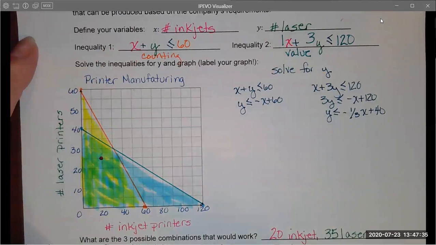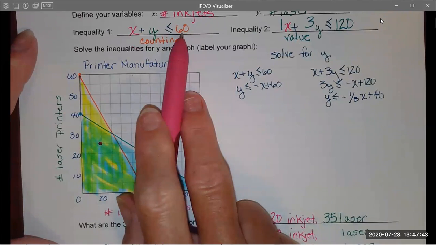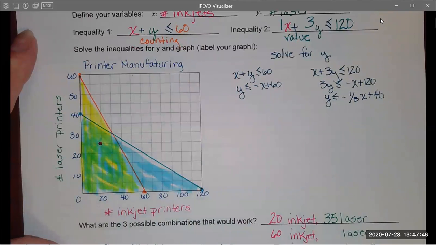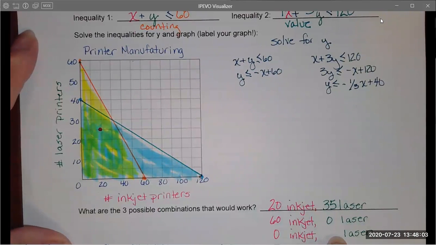I can also grab, what happens if one day I want to make 60 inkjet printers? So here, if I make 60 inkjet printers, then I've actually maxed out how many printers I can make in a given day. And so that leaves me making no laser printers. I can do the same thing in the other direction. I can say, gee, what happens if I decide to make no inkjet printers in a given day? 0. Then I can use all 120 hours to make up to 60. Actually, it wouldn't even be 60. It would be 120 divided by 3 because it's 3 hours for each one. I would come up with 40 laser printers.